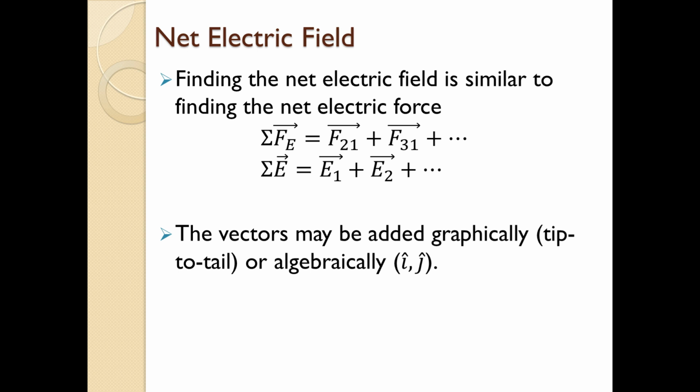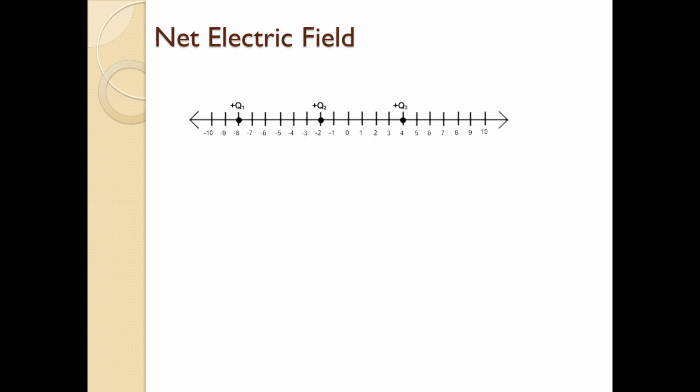Okay, because they're vectors. So if it's two-dimensional, I have to worry about i hat, j hats. If it's one-dimensional, I have to worry about one of those. Or if graphically, I can just tip to tail them. So an example of this would be our common number line problem. So we've seen this and we have many of the same aspects.